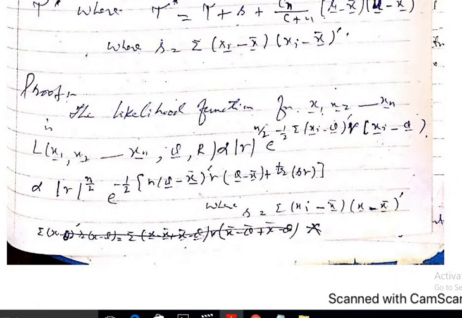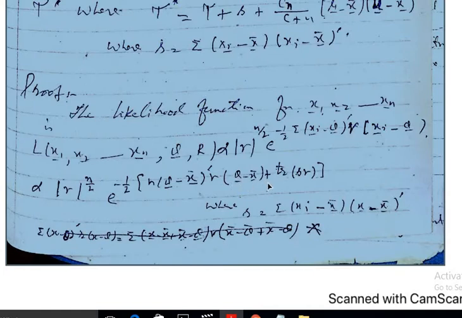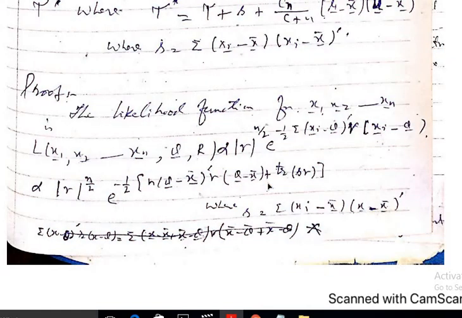The likelihood function of x1, x2, x3 up to xn with parameters theta and R is proportional to gamma raised to power n divided by 2 e raised to power minus 1 by 2 sum of xi minus theta transpose gamma into xi minus theta. And it may be written as gamma raised to the power n divided by 2 e raised to power minus 1 by 2 n into theta minus x bar transpose gamma into theta minus x bar plus trace of S gamma, where S is equal to the sum of xi minus x bar into xi minus x bar transpose.